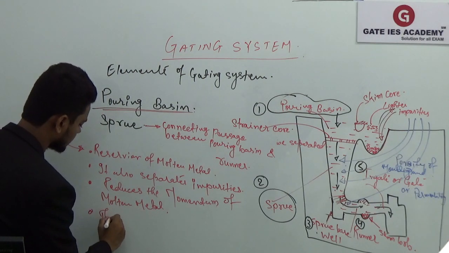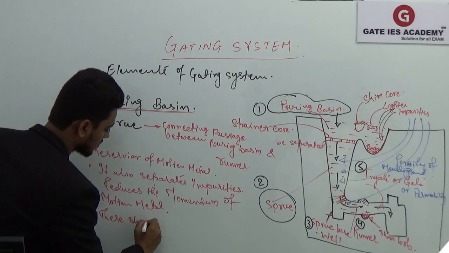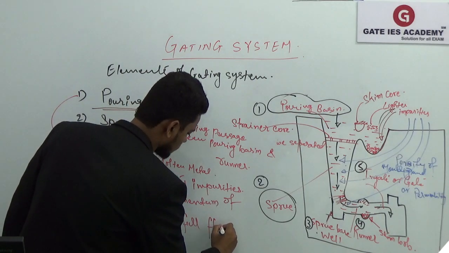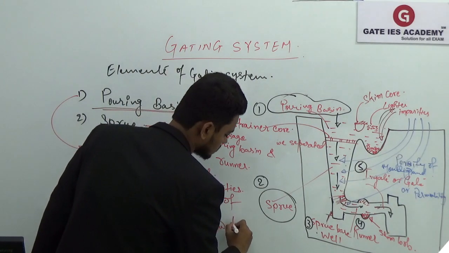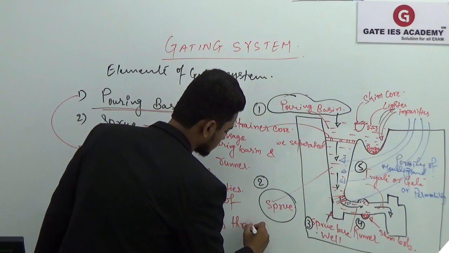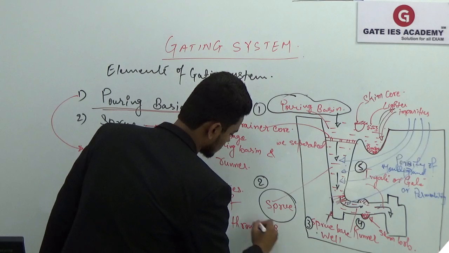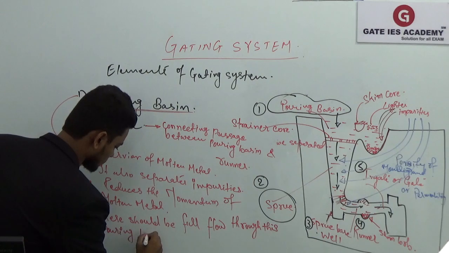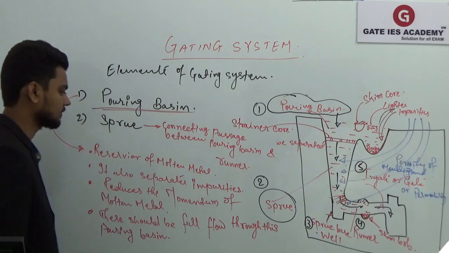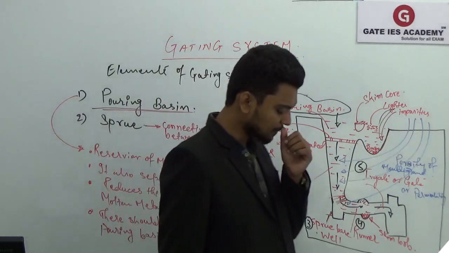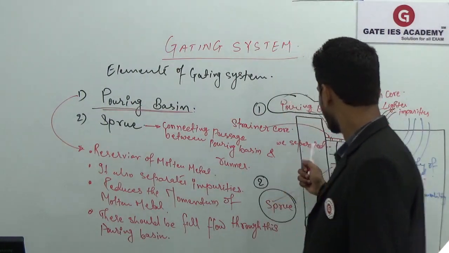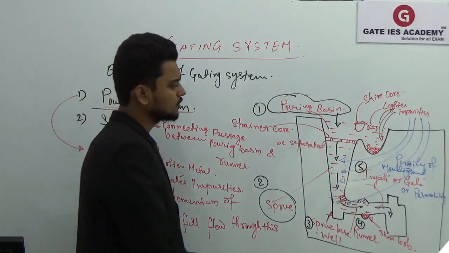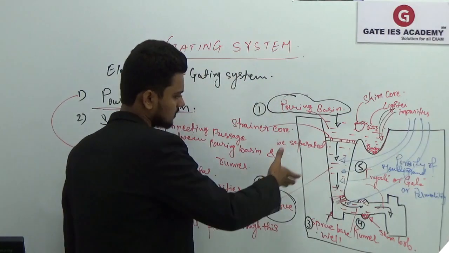There should be full flow through this pouring basin. Okay. And this sprue is a connecting passage between your pouring basin and the runner. And here you can see we have used a sprue which is tapered.